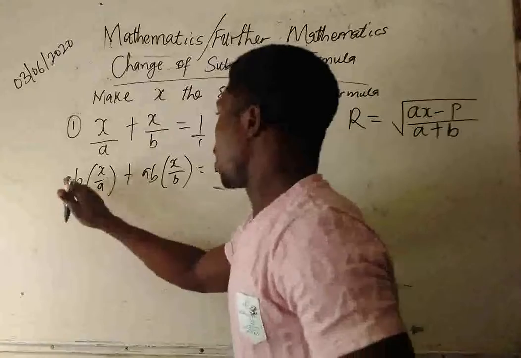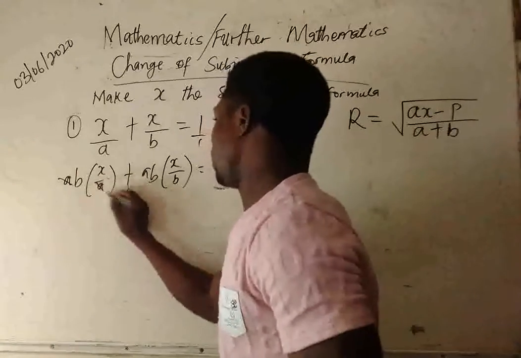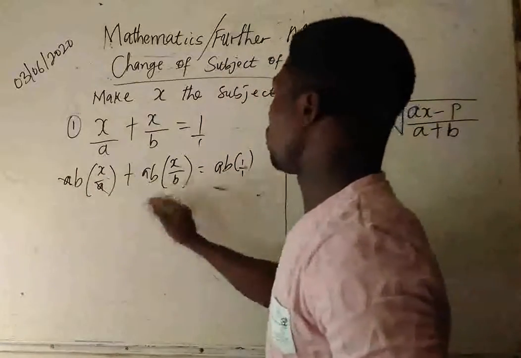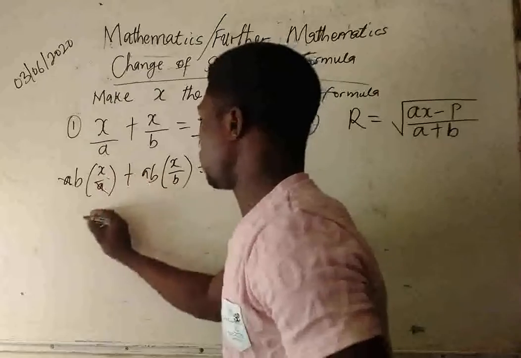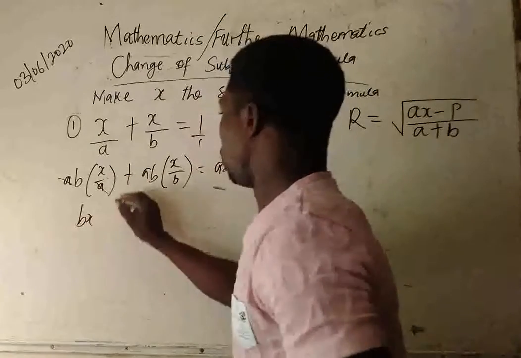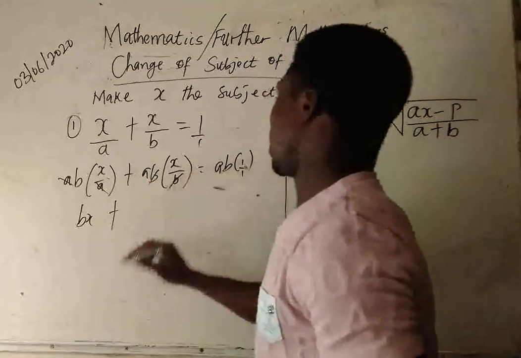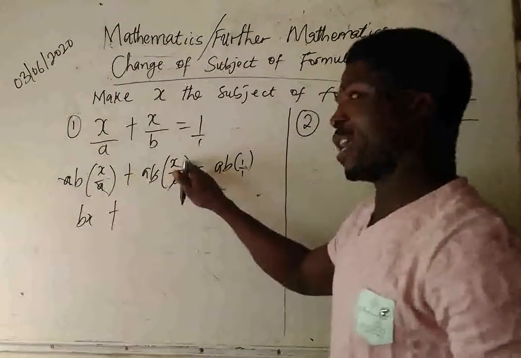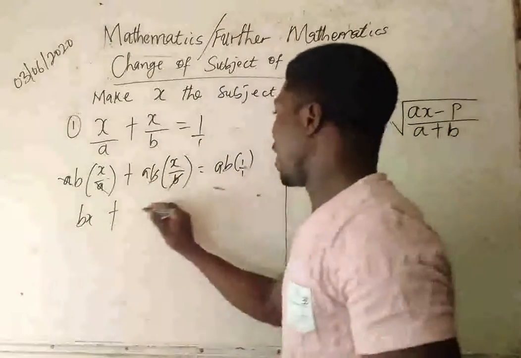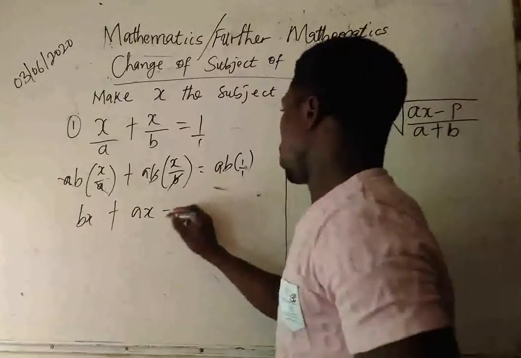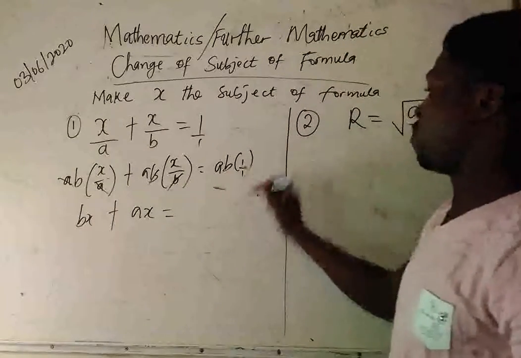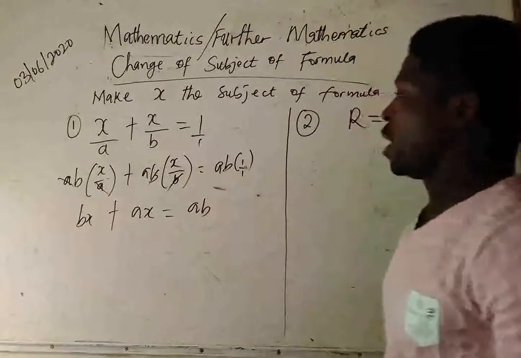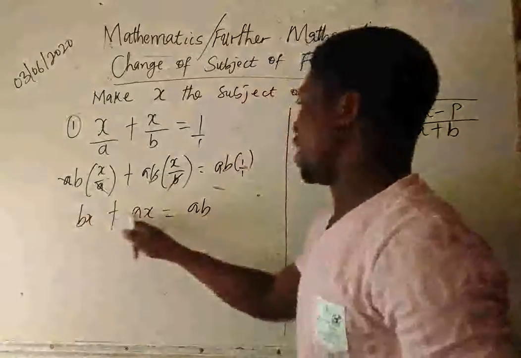So we have a here, a at the denominator here, can cancel off. We have b times x will give us bx, plus b is here, b can cancel out the b at the denominator here. We have a times x, which will give us ax, and equal to ab times 1 will give us ab.